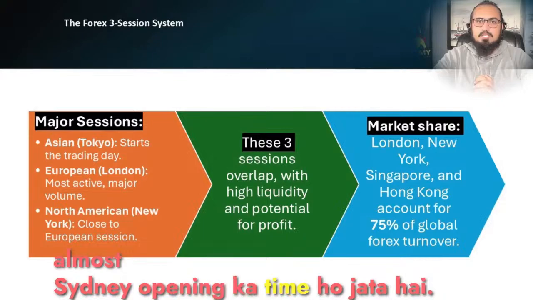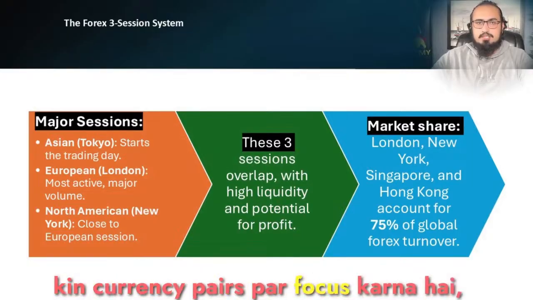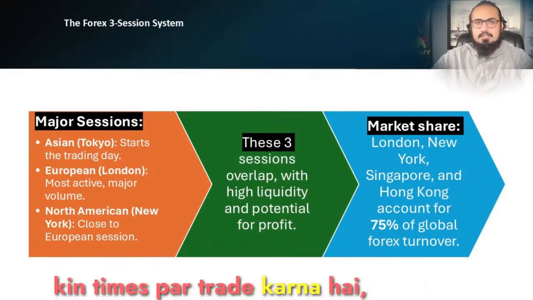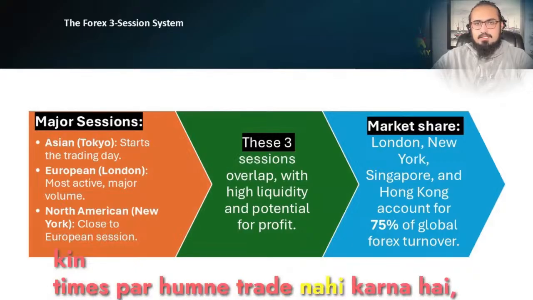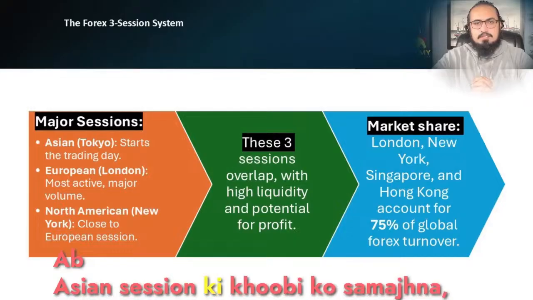So which pairs do we trade? This is an easy question. The very easy answer is the ones most liquid at this time. We have the Australian dollar. We have the others. Then we have the Japanese yen and its pairs, which are very active at this time, and we can trade them.